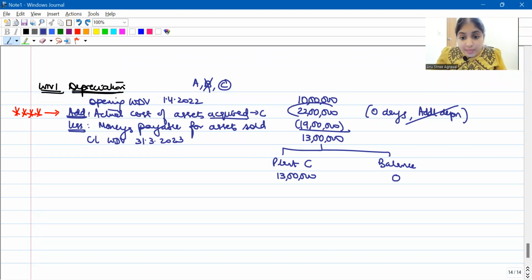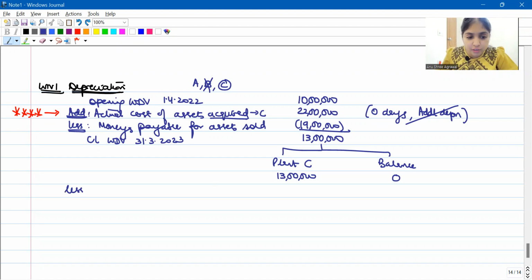So my new asset is 22 lakhs. I have to set it apart because on this 22 lakhs, I shouldn't enjoy any depreciation. But do I have 22 lakhs of WDV left with me? No, I have only 13 lakhs. So only 13 lakhs I can apportion towards plant C. Balance, I'm left with nothing.